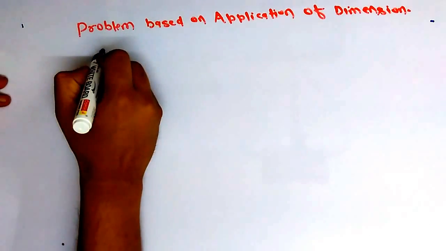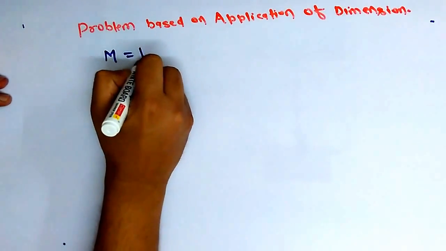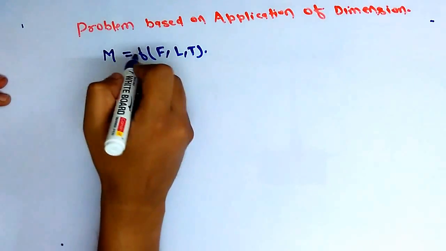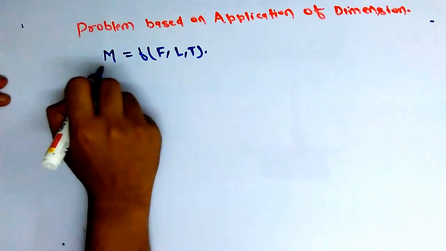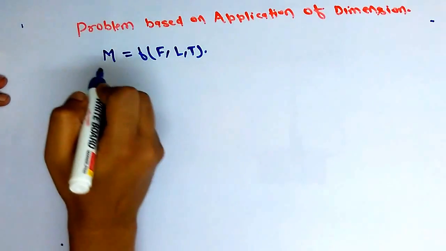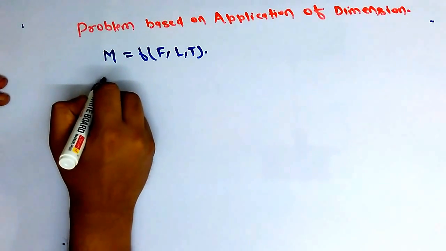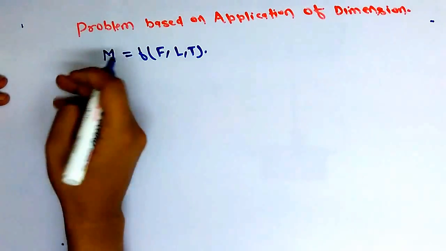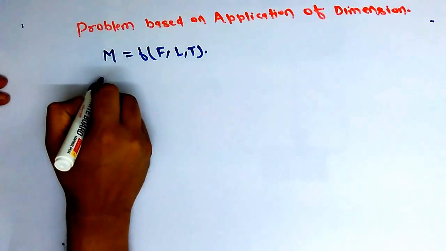Suppose it is given that mass is a function of force, length, and time. You have to generate a formula for mass in terms of force, length, and time. How will you do this? For solving this type of question, we will do the dimensional analysis, and accordingly from that we will generate the formula for mass. So how can we do this?